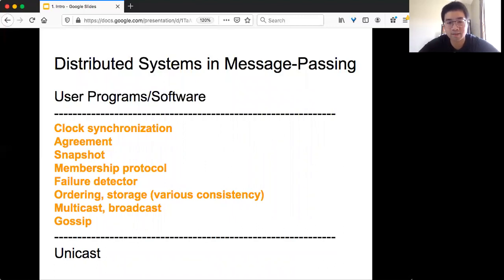We have gossip, how to do different kinds of communication called multicast and broadcast with different properties, different ordering properties, and some kind of storage, and then maybe failure detectors. How do I detect someone is a member of the system? How do I take a snapshot? How to achieve agreement? How to synchronize the clock? That's all, and more, on the fundamental side.